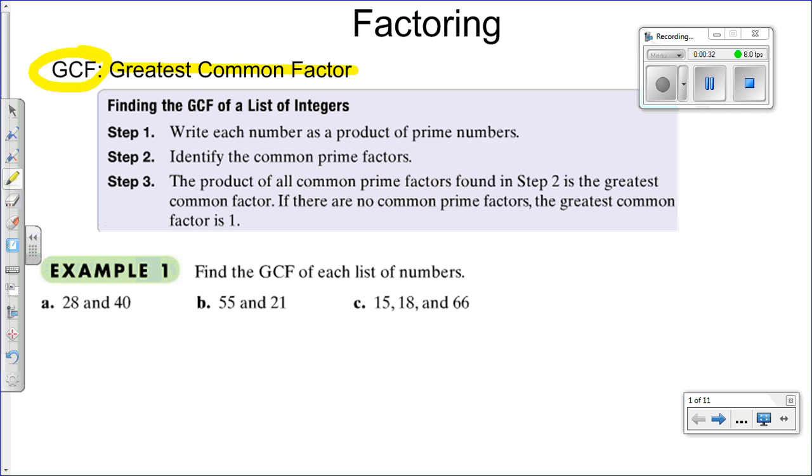So just quickly here, we have 28 and we have 40. We know both numbers are divisible by 2, right? However, that's not the greatest number that will divide them. So we'll get to that problem in a minute. So how are we going to find it? We're going to write each number as a product of prime numbers.